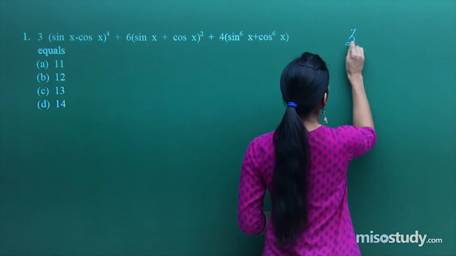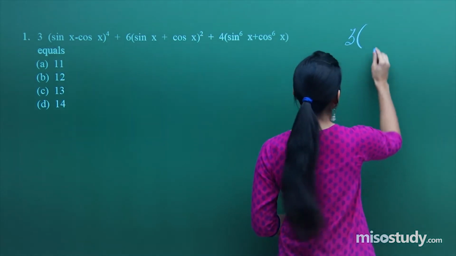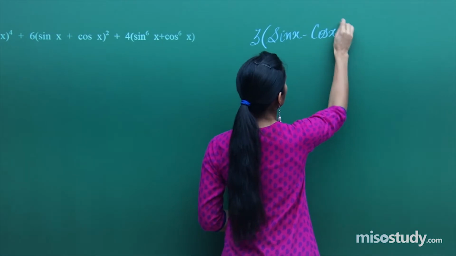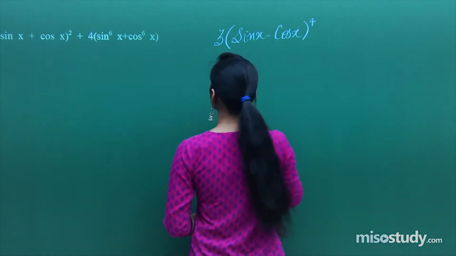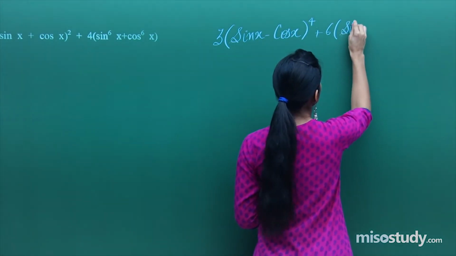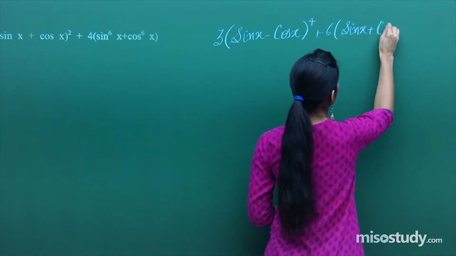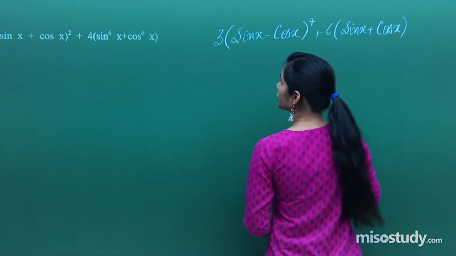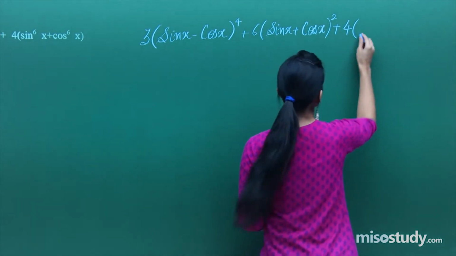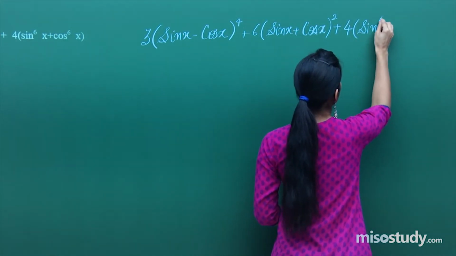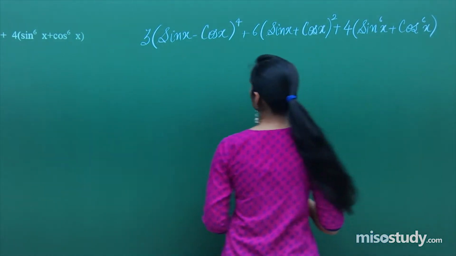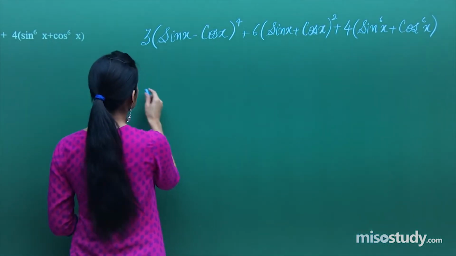Thrice of (sin x minus cos x) whole to the power 4 plus 6 times (sin x plus cos x) whole square plus 4 times (sin^6 x plus cos^6 x). Fine? Let's see how to proceed.